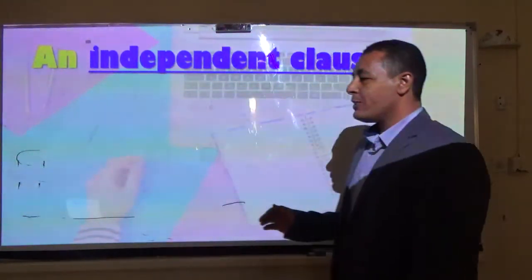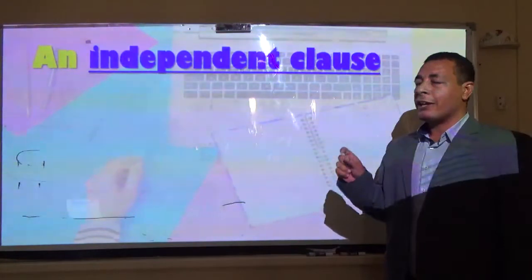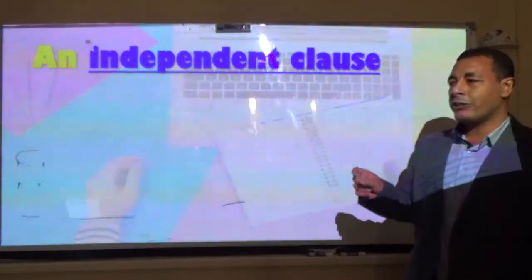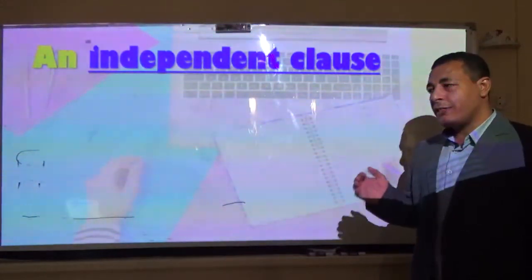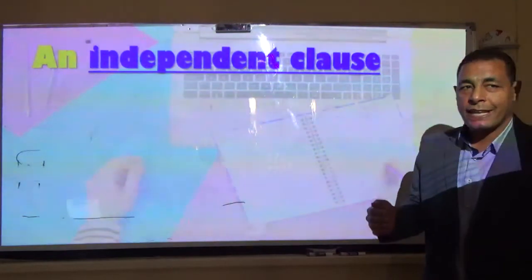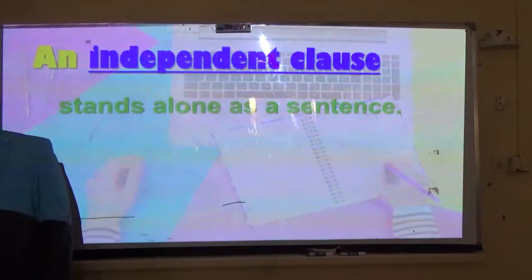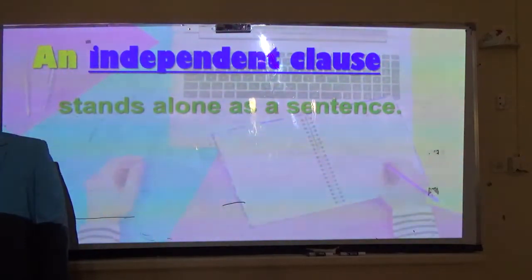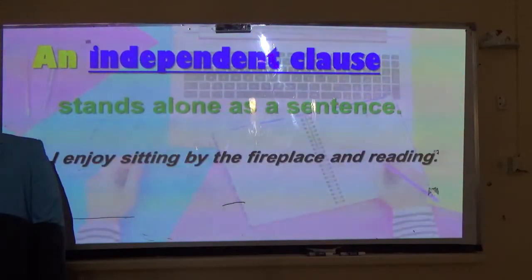An independent clause is the opposite of a dependent clause, like correct, incorrect. We said that a dependent clause cannot stand alone, so an independent clause can stand alone. An independent clause stands alone as a sentence. More examples: I enjoy sitting by the fireplace and reading.